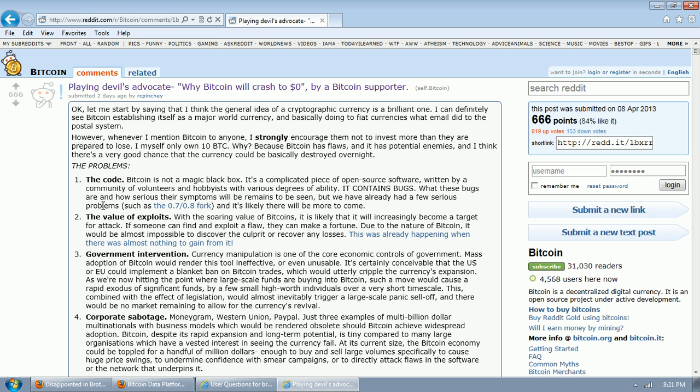I went ahead and opened this into another window because this is a Reddit post that's talking about why Bitcoin will crash to zero, by a Bitcoin supporter. So let's address these arguments.